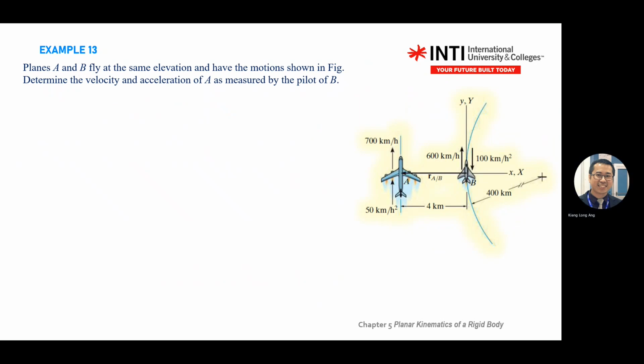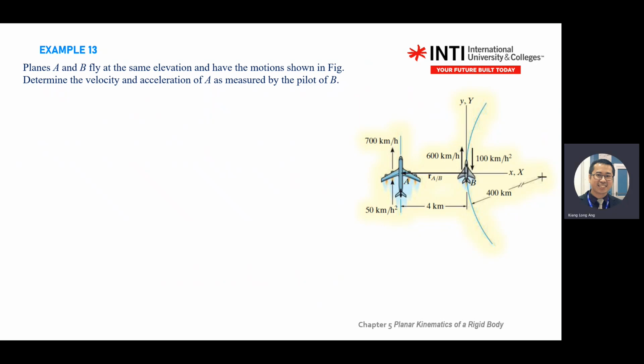Last example. You have two planes. From the origin, 400 kilometer. B moves in a curvilinear motion, but clockwise. Curvilinear motion, 600 kilometer per hour in the y-axis, but acceleration is in this direction. Aircraft A moves in a straight line, 700 kilometer per hour going up, and 50 kilometer per hour square here also. What does it mean? It means A accelerates, aircraft B slows down. Not slow, decelerates.